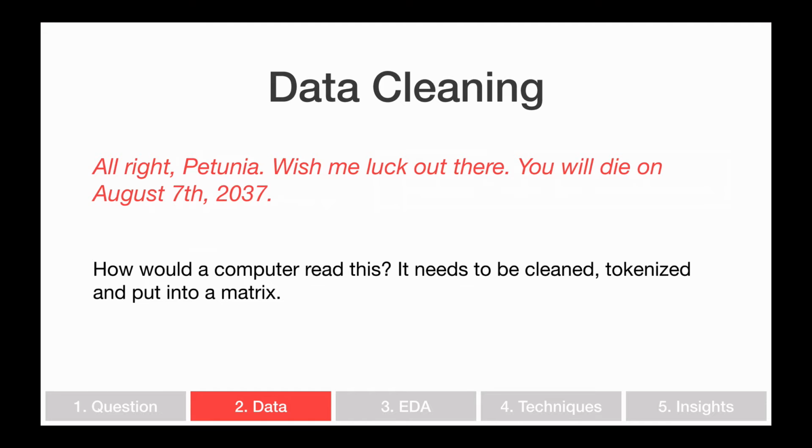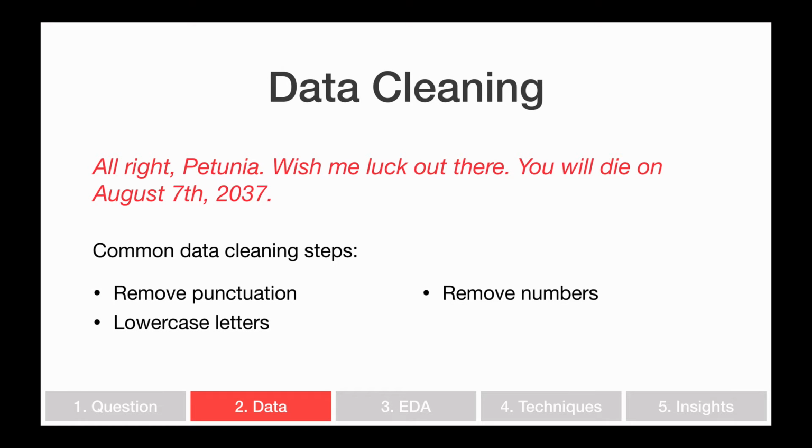Okay, so here is a line from John Mulaney's special, All Right, Petunia. It looks pretty straightforward to a human, but if you were to give this to a computer, the computer would have a hard time reading it. So what we need to do is take this raw text and put it into that document term matrix format.